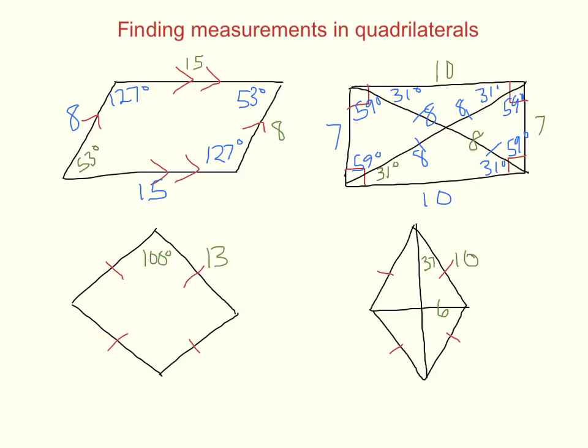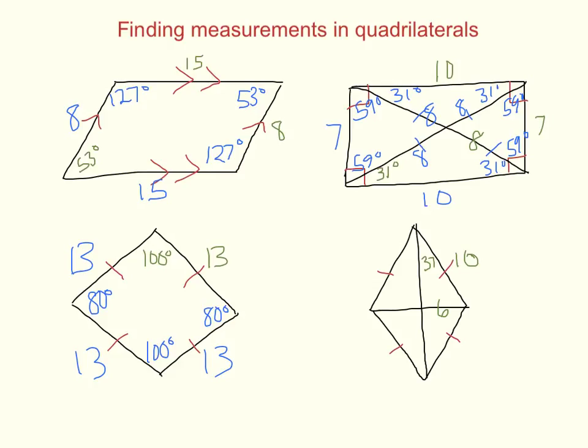This is a rhombus. Okay, this one, the sides are pretty easy because they're all congruent. Right? Opposite angles are congruent to each other. And again, because this is a parallelogram, these are parallel. So these angles are same side interior, so they're supplementary.